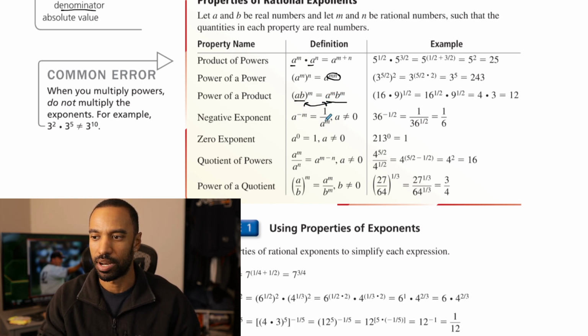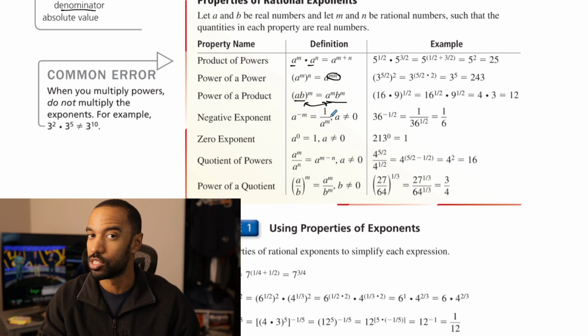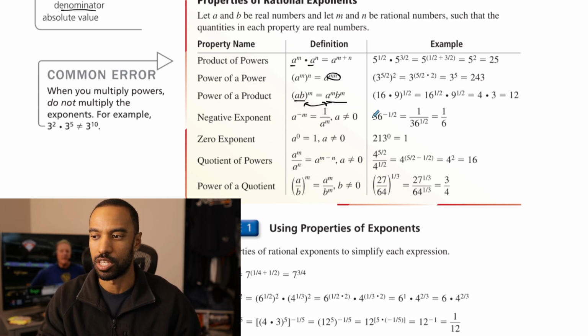Negative exponents can be written as positive as long as you put it on the other side of the fraction. If it was in the numerator, it goes in the denominator, and vice versa. Denominator goes in the numerator. A can't equal 0. If it did, you'd be dividing by 0. So this A is not 0. We saw this literally in the last section, so I'll just move on from that one. They're just showing how it applies to fractional exponents, though.